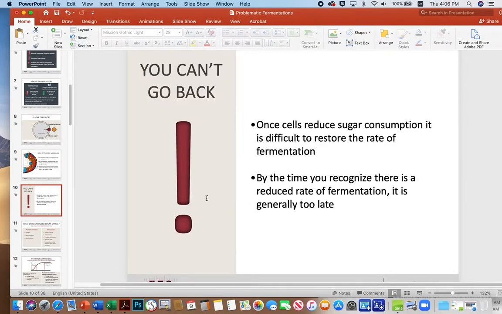The most important thing is you can't go back. Once cells reduce their sugar consumption rate, then it's very difficult to resuscitate them. By the time you recognize that there's a reduced rate, it's usually too late. And at this state, in my experience, usually that means yeast viability starts to drop below 50%.